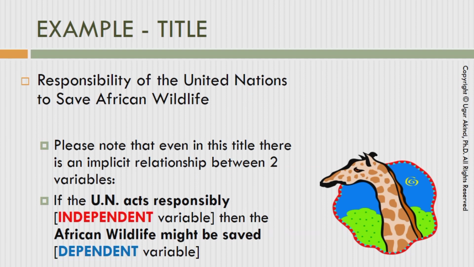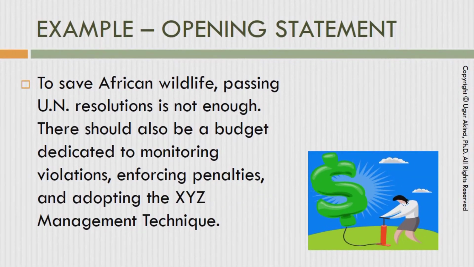Please note that even in this title, there's an implicit relationship between 2 variables. If the UN acts responsibly is the independent variable, then the African wildlife might be saved, which is the dependent variable, because one depends on the other. Here is the opening statement. To save African wildlife, passing UN resolutions is not enough. There should also be a budget dedicated to monitoring violations, enforcing penalties, and adopting the XYZ management technique.